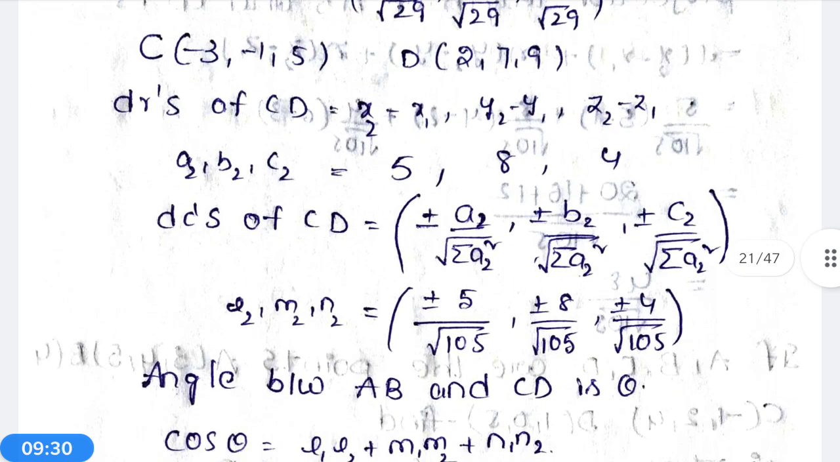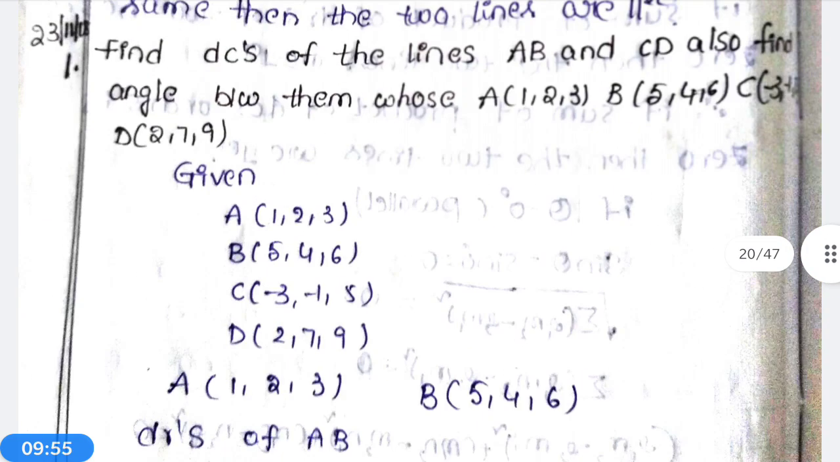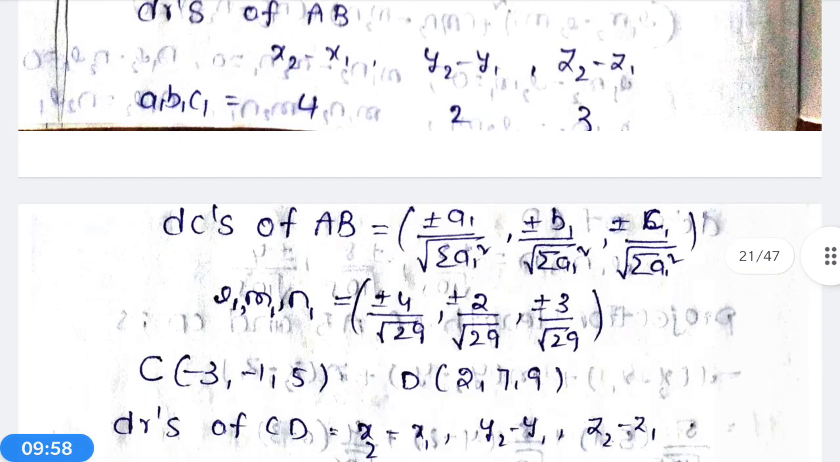DCs of CD, L2, M2, N2 are plus or minus 5 by root 105, plus or minus 8 by root 105, plus or minus 4 by root 105. So we have already computed L1, M1, N1. Now we have computed L2, M2, N2. In this problem, we need to compute the angle between AB and CD.